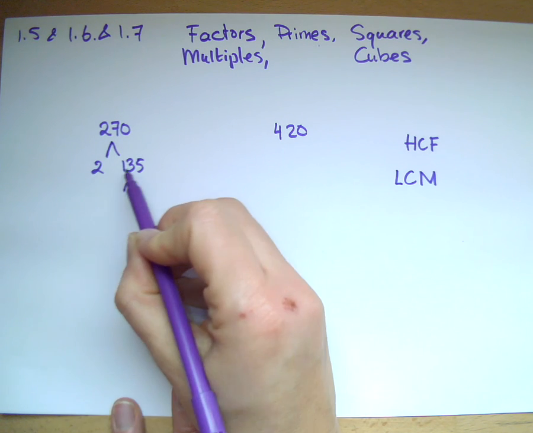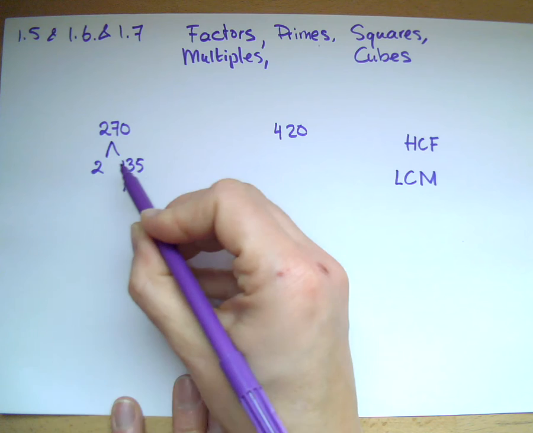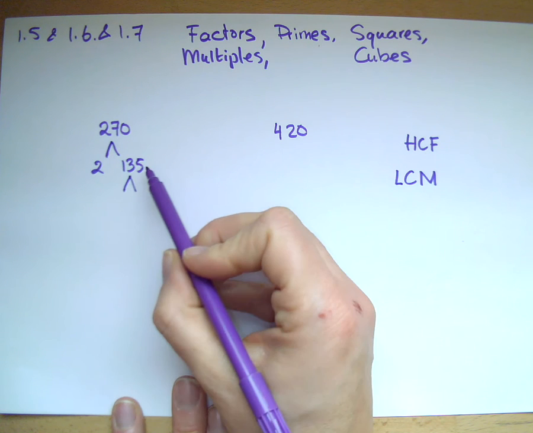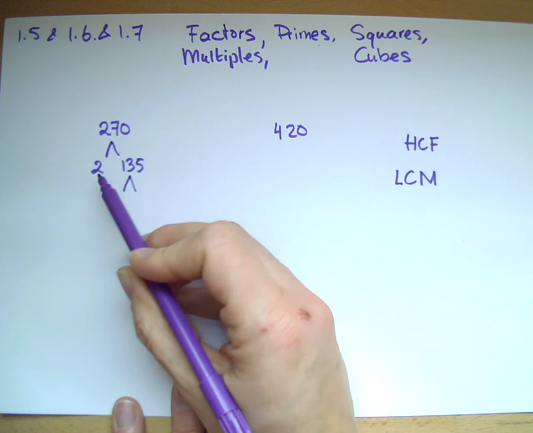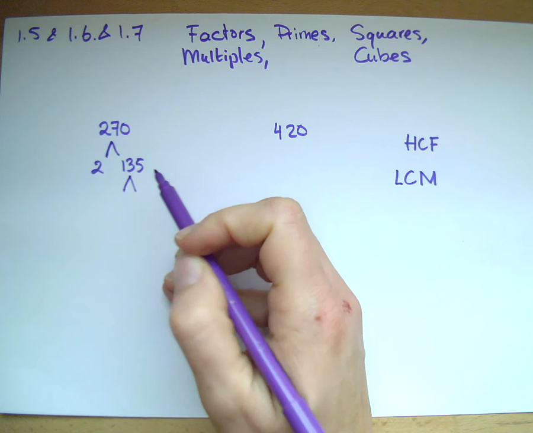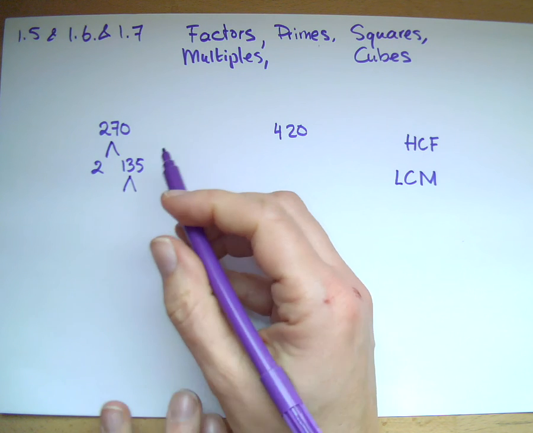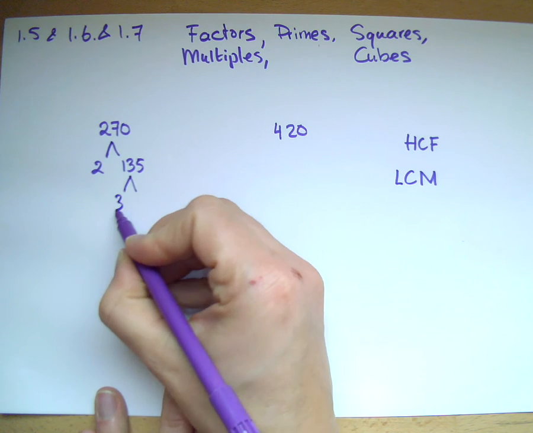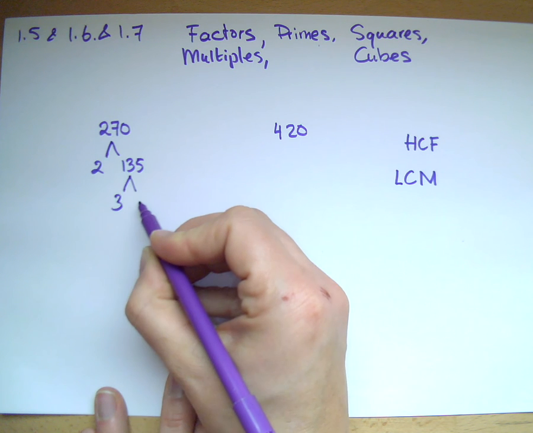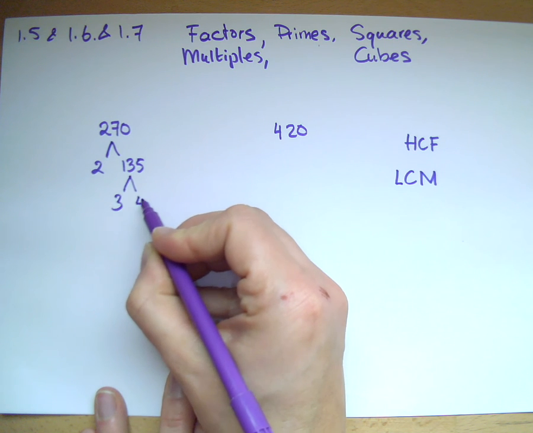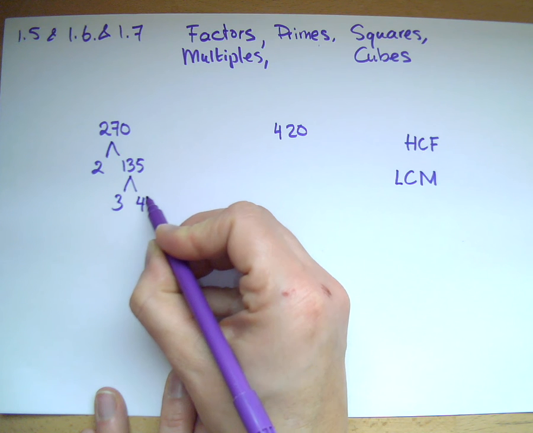We try factoring out that 2 again. That wouldn't work, right? Because it's an odd number. It's not divisible by 2. So we move on to the next prime number, which is 3. And 3 actually does go into it. 3 times 45 is 135. And 3 times 5 is 15.